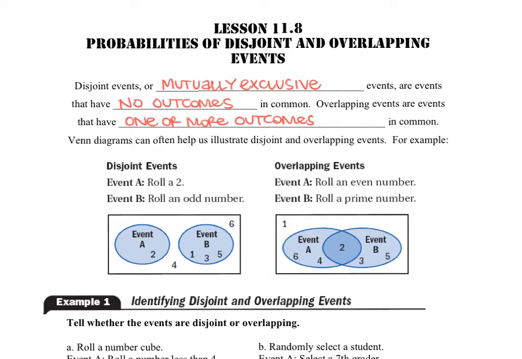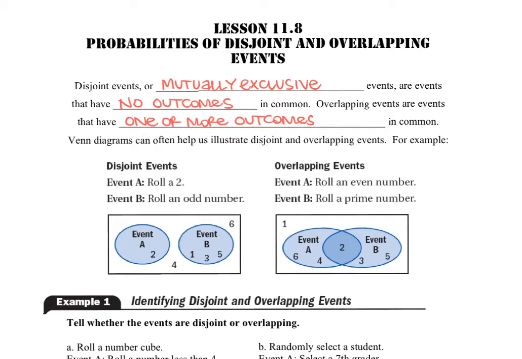Guys, today we are going to do lesson 11.8 where we're going to take a look at probabilities of disjoint and overlapping events. So let's start by clarifying what are disjoint events and what are overlapping events. Disjoint events, or sometimes they're called mutually exclusive events, are events that have no outcomes in common. So the two events would be completely separate.